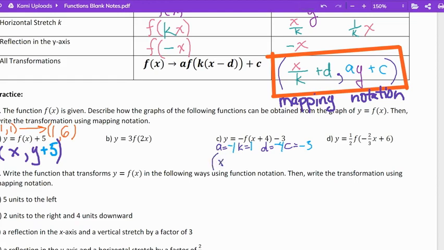Okay, so we've got x over k, we're not going to write x over 1, right? x minus 4, minus y, or negative y, minus 3, close bracket. Don't copy me.